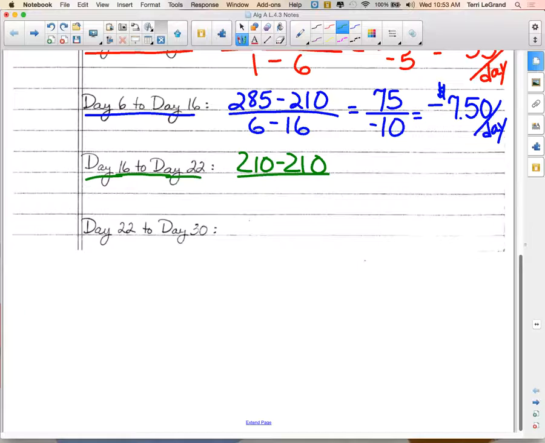16, take away 22, okay? 210, take away 210. 0. 16, take away 22. Negative 6. 0 divided by negative 6. 0. 0 divided by anything is 0, except it can't be divided by itself. So this is $0 per day.